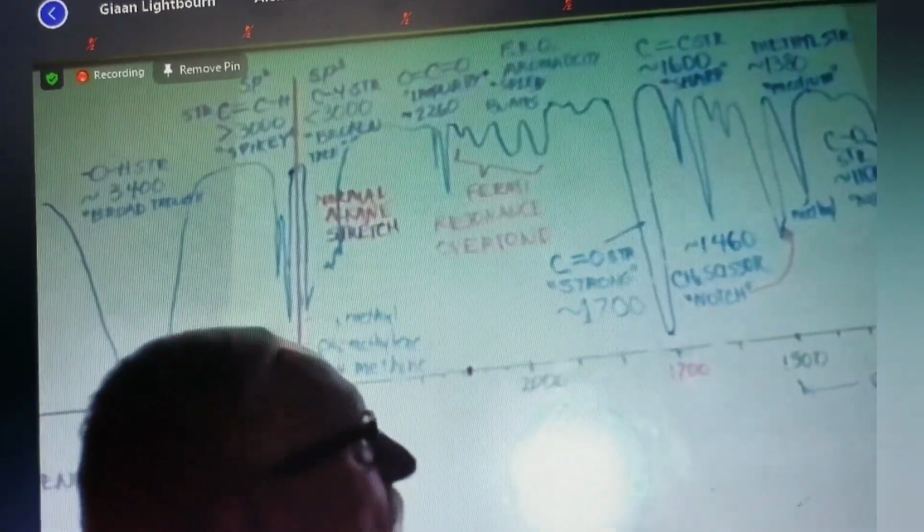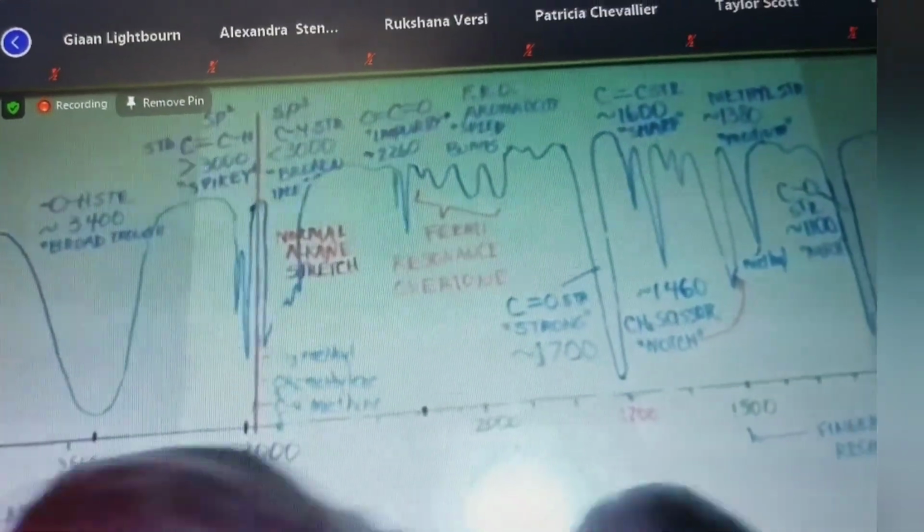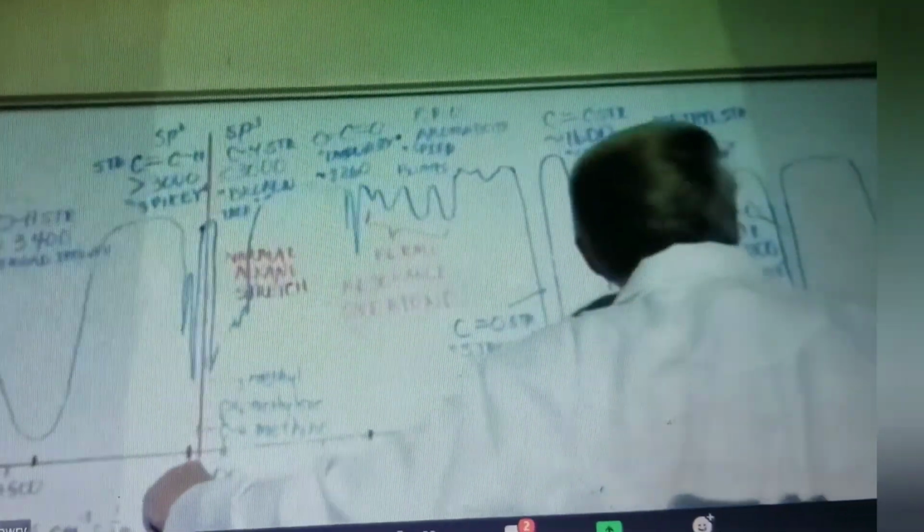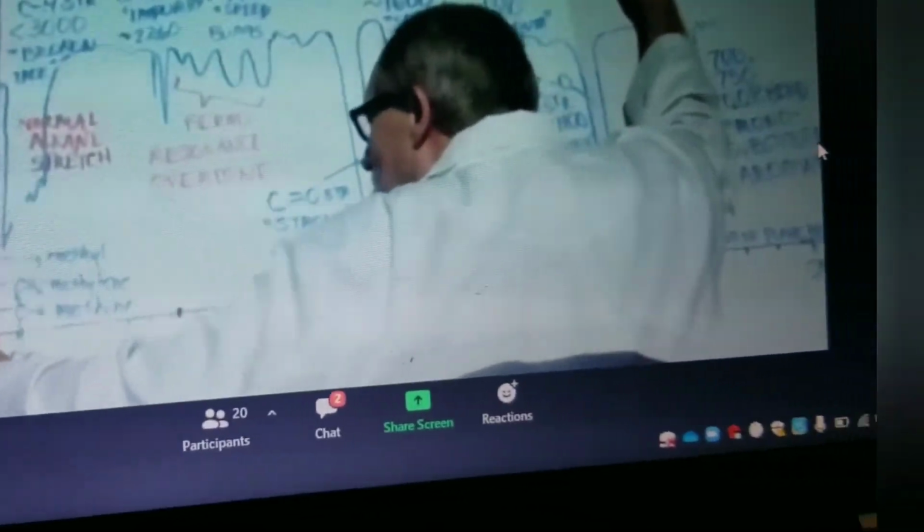Okay? Now, in the upper right part of the IR, those tick marks will be identified. A number will be given. Like for this first tick mark, 3450. That's the first red tick mark. Second red tick mark.